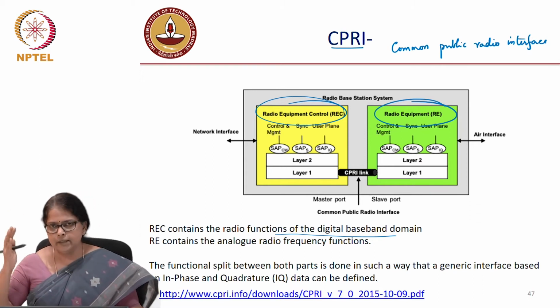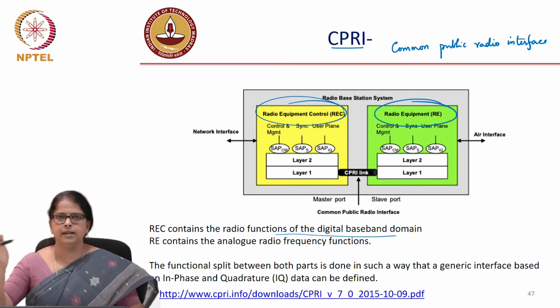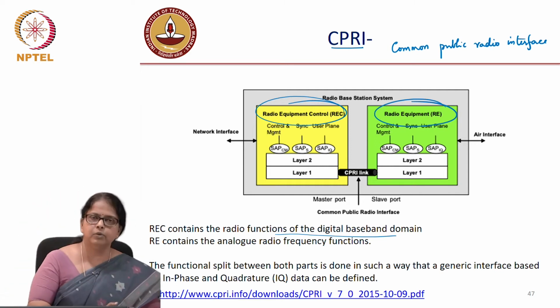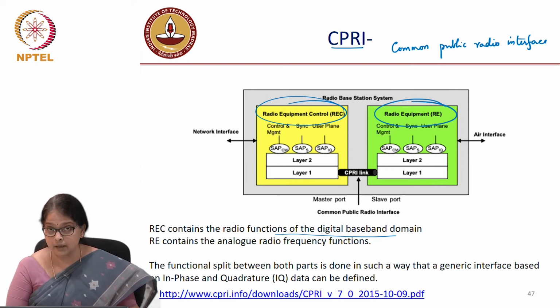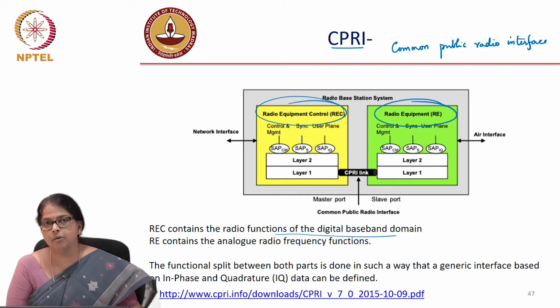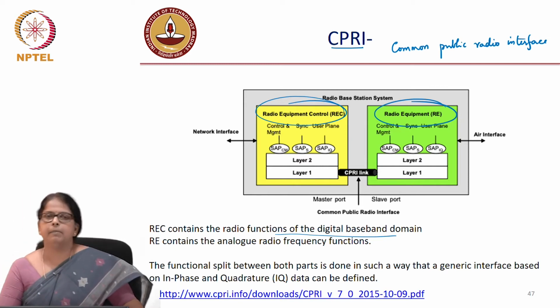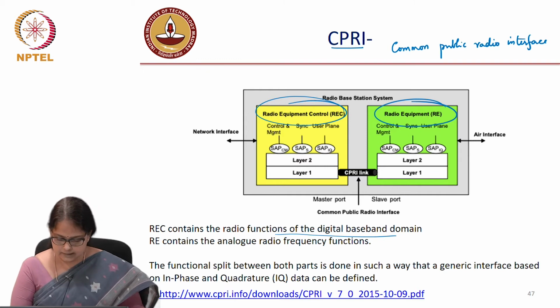Okay, so the interface between your antenna and your baseband unit is through an optical link, and the framing and protocols there follow what is called the Common Public Radio Interface, CPRI, the most commonly followed standard.